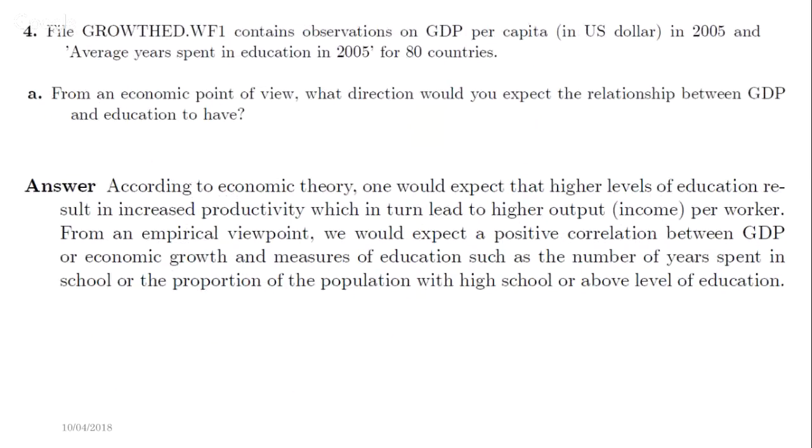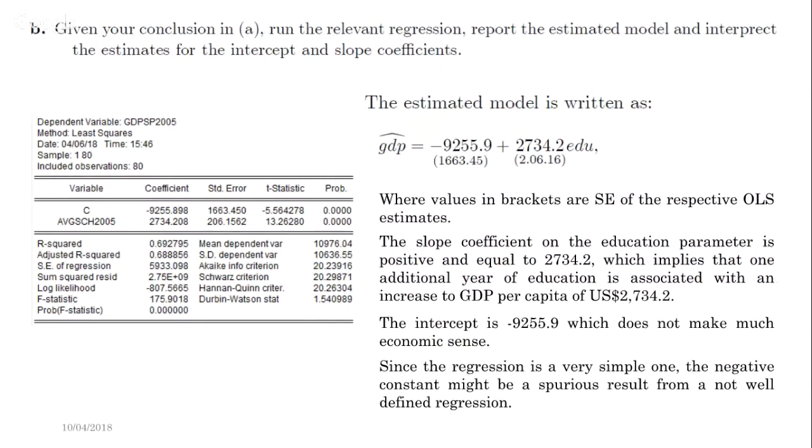All right. Okay, the last question. Growth and education. GDP per capita and average years spent in education in 2005. So from an economic point of view, what direction would you expect the relationship between education and economic growth to be? Negative or positive? Positive, right? Obviously. Better education, better workers, higher productivity, more innovation, better GDP per capita, higher economic growth, more development, right? Makes sense. All right. So we expect a positive slope here.